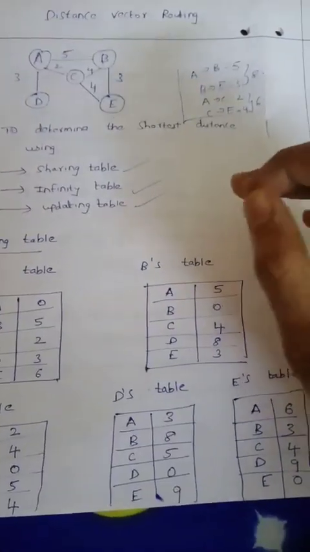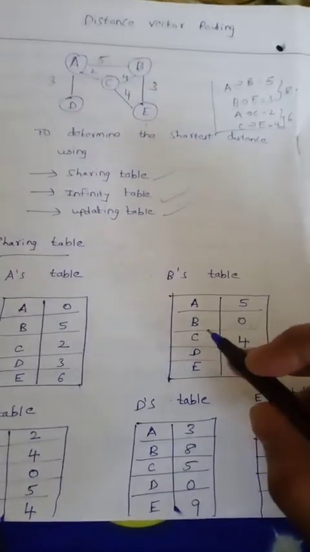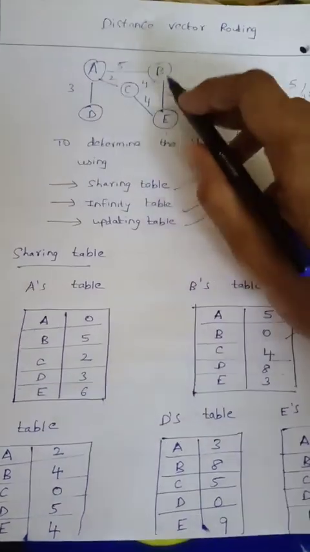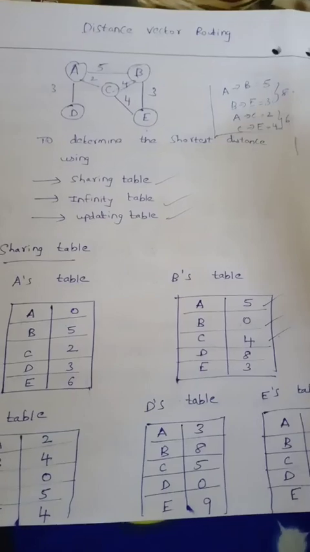Now we can move into B's table in a similar way. As always, B to B will be 0. Next check B to A: B to A is 5, so I wrote 5. And B to C is 4, so I mention 4 for B to C.